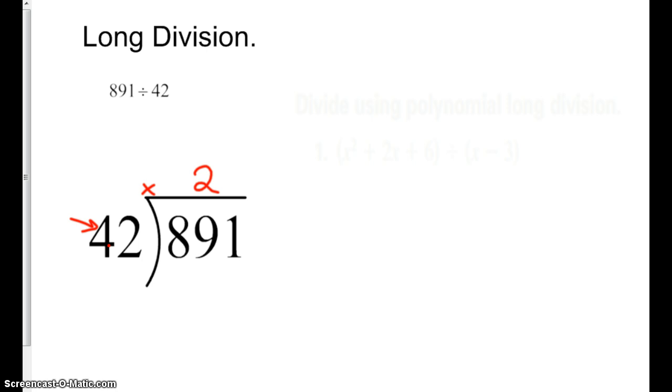I go 2 times 2 is 4. 2 times 4 is 8. I get 2 times 42 being 84. I get my answer. I subtract. I get 5. The 8's cancel. And I'm done with that first part. Now I bring the next number down and I start the process all over again.